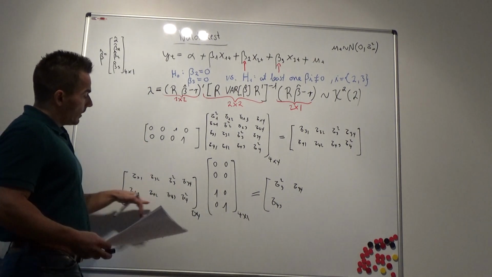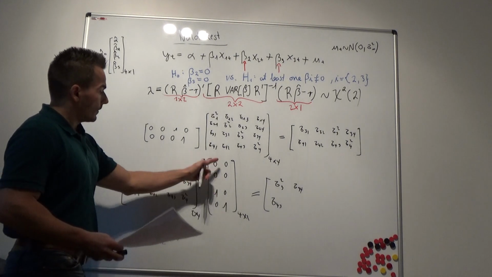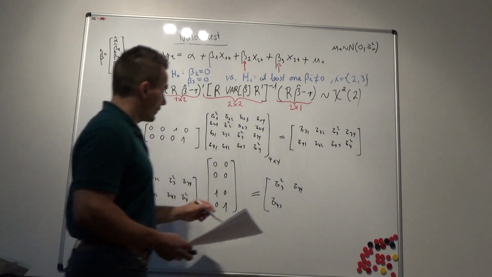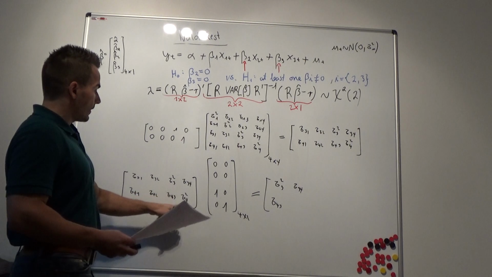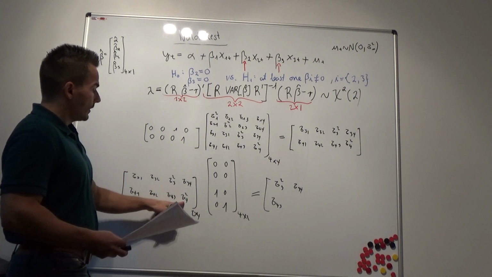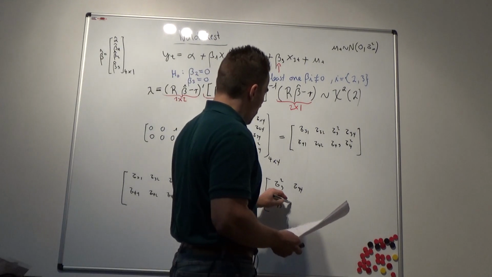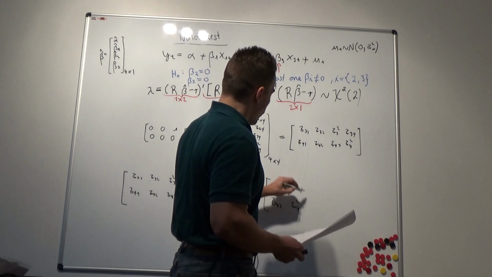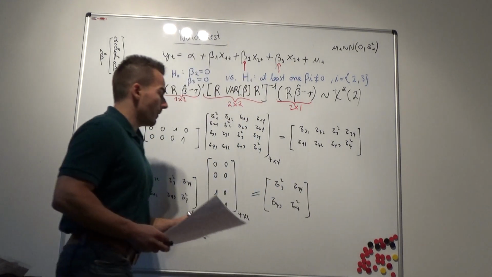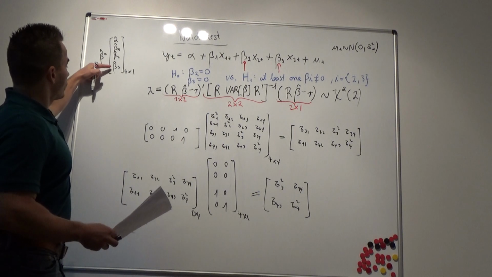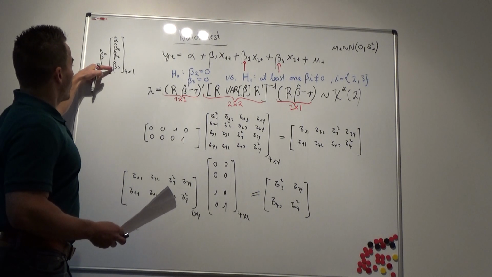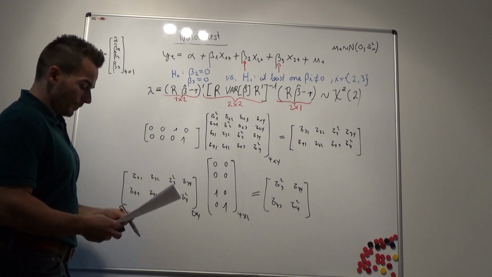Next we multiply this second row with the second column here, and what it gives us is the last element, obviously. So it's the sigma 4 squared, which is the variance of our fourth parameter in the parameter vector, which corresponds to our beta hat 3.